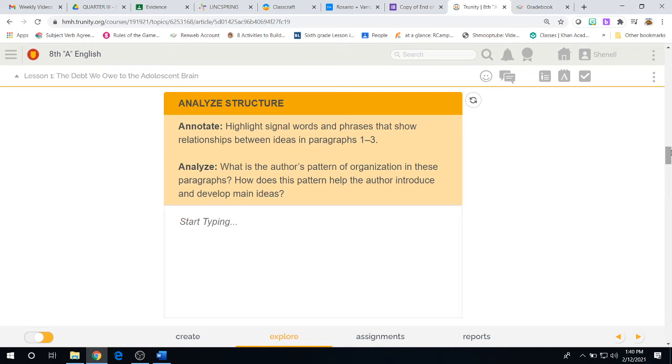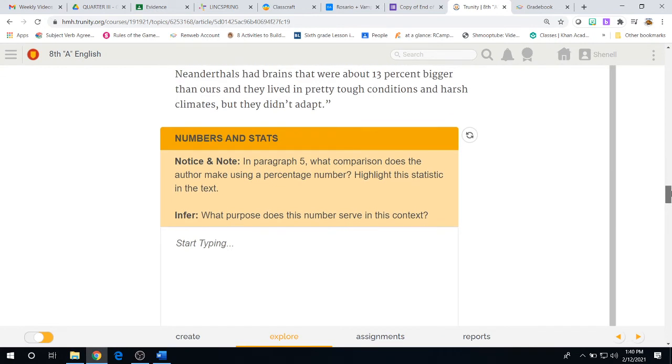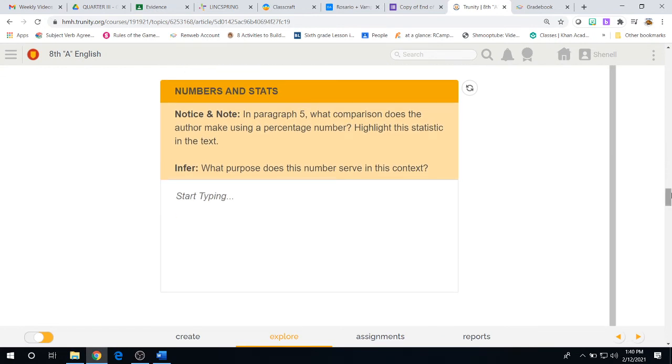We just went over the patterns, you guys. You've got cause and effect. You've got word order. Go back and look at them if you're having trouble remembering what they are. Type in your answer when you're ready. Continue reading and move on to the next question.